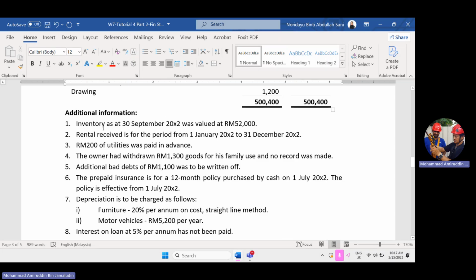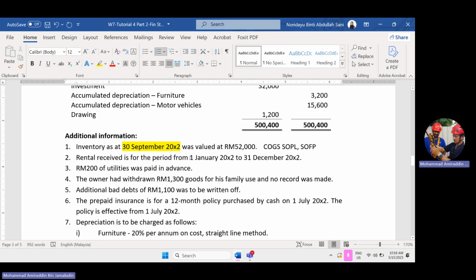Okay, first, your closing inventory. How can I know? I look at the date. So this is going to be your COGS, SOPL, as well as your SOFP. Next, rental received is for the period from 1st January 20x2 up to 31st December 20x2. Our accounting year is up to September only.